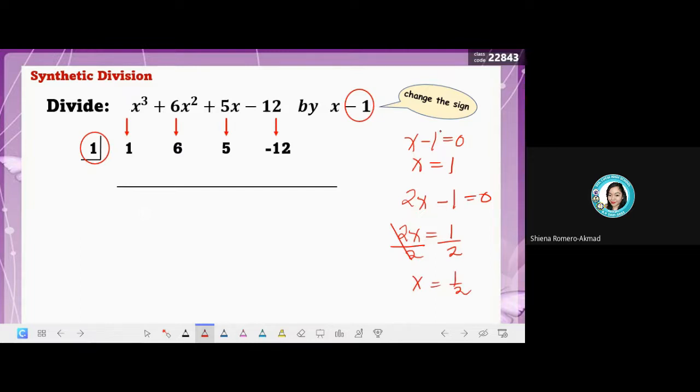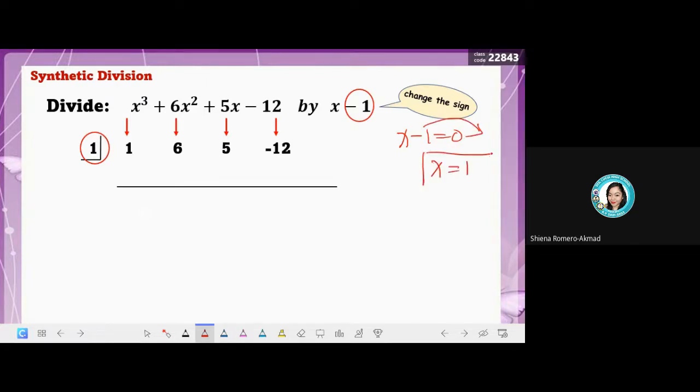Kaya ang ginagawa ko, ganito na lang. Kasi sinubukan ko sa ibang section, change the sign. Kung negative, gawing positive. Kung positive, gawing negative. Naguguluhan sila, nalilito sila. So, mas madali na ituro ko sa inyo. Kaya siya naging positive 1 kasi inequate siya sa 0. Tapos, si negative 1, tinranspose, naging positive 1. Okay? Kaya ang gamit natin dito ay 1.